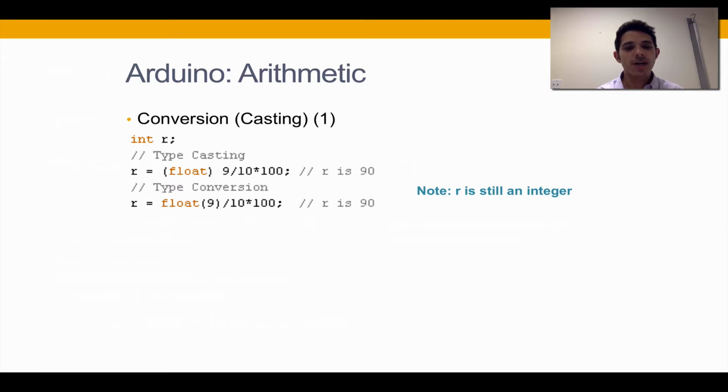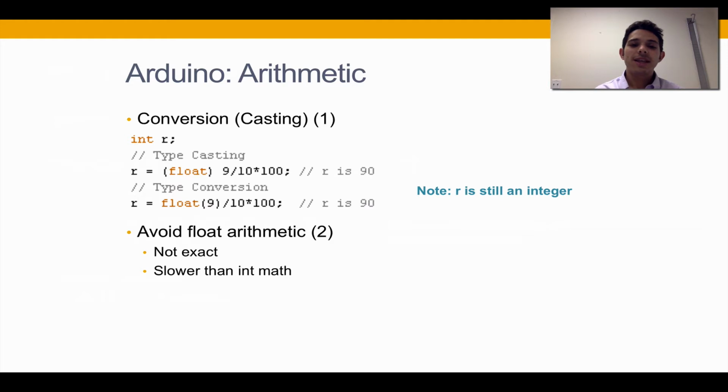Okay, so here you'll get the same result of 90. The integer 90 will be assigned to r, but what it's doing is it's basically saying, Arduino, treat 9 not like an integer, but like a float, so then it can do floating point arithmetic on that variable. Okay, now that said, you generally want to avoid float arithmetic.